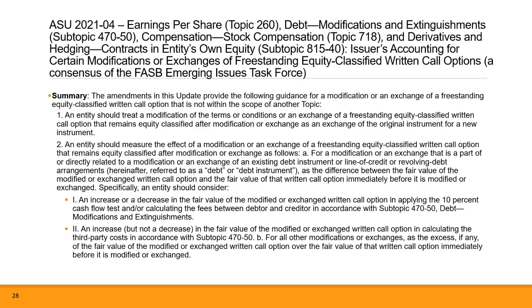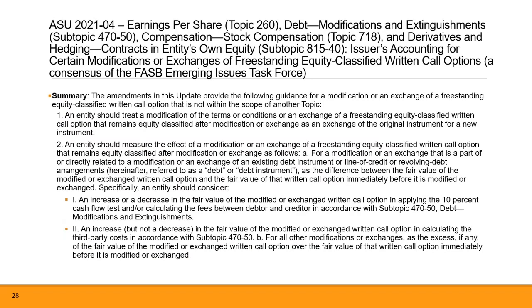Next, we have ASU 2021-04, with various topics here being addressed. The FASB is issuing this update to clarify and reduce the diversity in an issuer's accounting for modifications or exchanges of freestanding equity classified written call options, for example, warrants, that remain equity classified after modification or exchange.